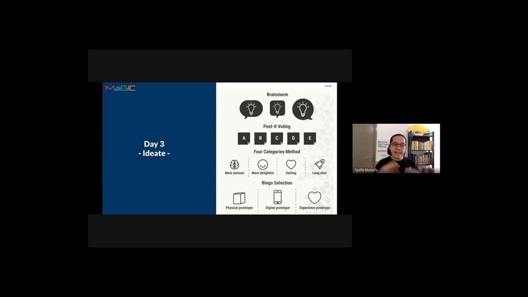And then you get to darlings. Darlings cover everything. It's the most rational one, the most delightful one. It's not a long shot, and it's relatively easy to execute in terms of prototyping and testing. So does that answer your question?